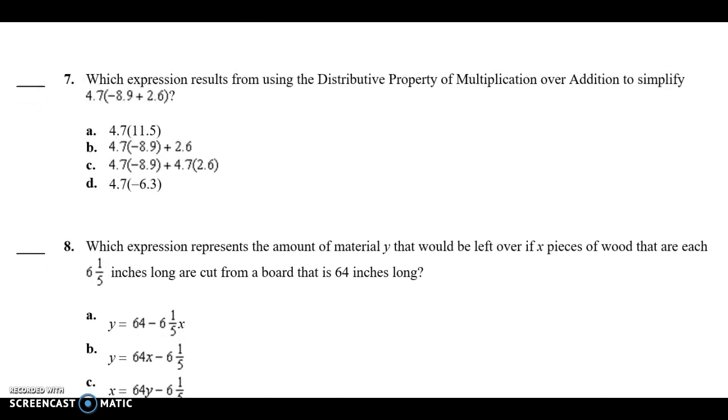Number 7. Which expression results from using the distributive property of multiplication over addition to simplify 4.7(negative 8.9 plus 2.6)? A. 4.7(11.5). B. 4.7(negative 8.9 plus 2.6). C. 4.7(negative 8.9) plus 4.7(2.6). D. 4.7(negative 6.3).